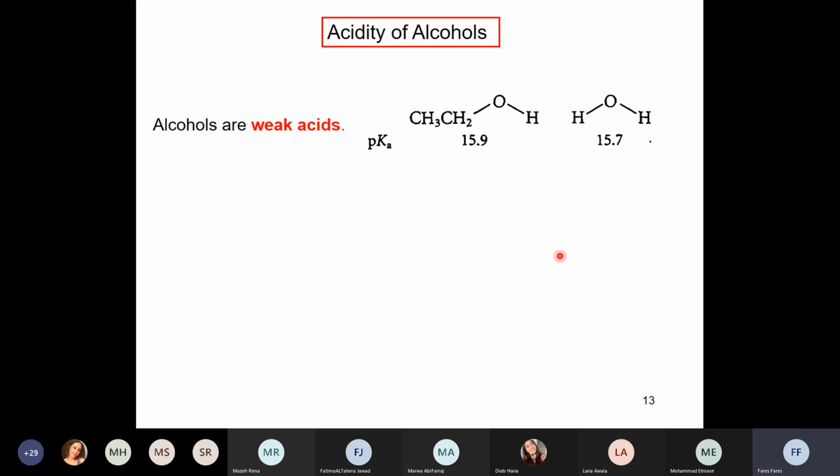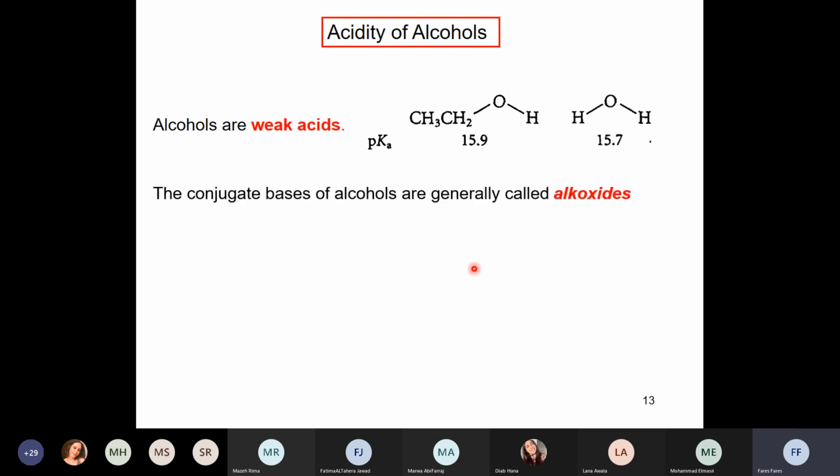Acidity of alcohols. This is a very important property of alcohols. Alcohols can behave as acid. An alcohol can behave as an acid and lose a proton. والدليل انه عنده ال pKa 15.9. It's about the same acidity as the water molecule. تقريبا نفس الاسيديتي. Being an acid means it can lose an H plus a proton.